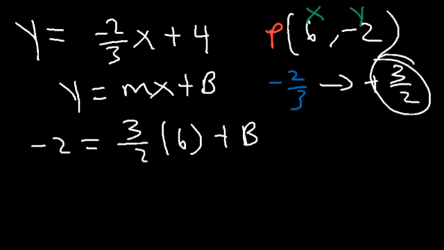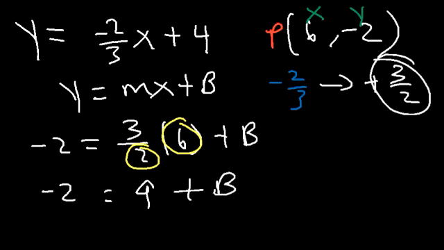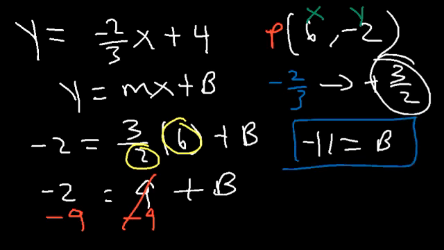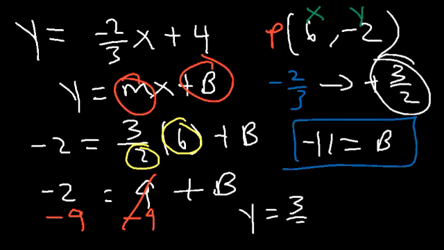So what's 3/2 times 6? 6 divided by 2 is 3, and 3 times 3 is 9. So 3/2 times 6 is 9. To isolate b, we need to subtract 9 from both sides. So negative 2 minus 9 is negative 11. So b is equal to negative 11. Now all we have to do to write the answer is plug in m and b. So m is 3 over 2 and b is negative 11. So this is the equation of the line in slope-intercept form.